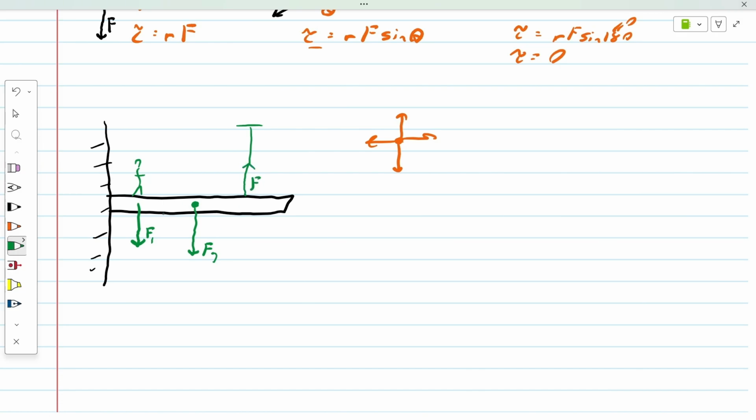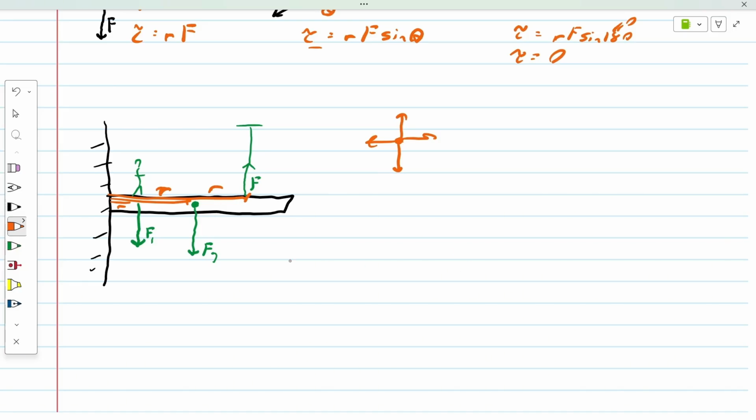So we can draw out this sort of free body diagram, and now for each of these forces we have a radius. And now we have a bunch of different torques that we can sum up to get the net torque.